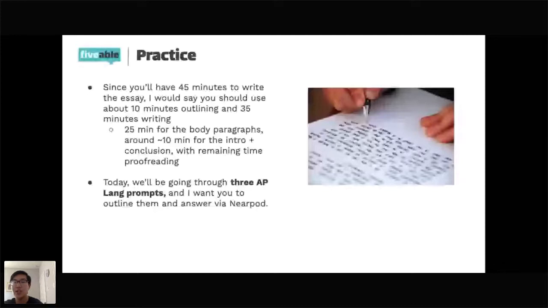So a line of reasoning is just how your argument flows. You include your line of reasoning throughout the essay. It starts with the thesis, which is your central claim. I think each body paragraph is like the line of reasoning.